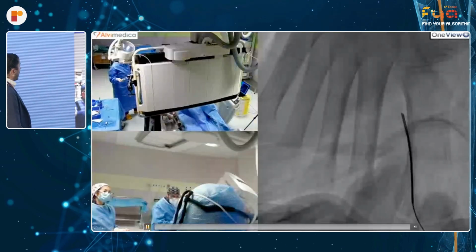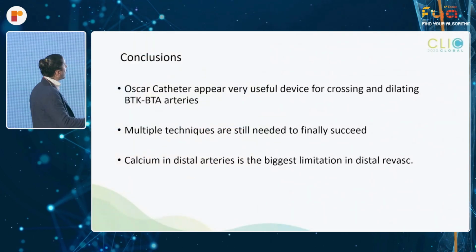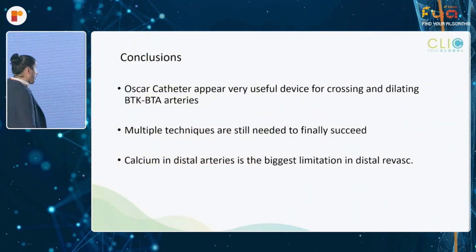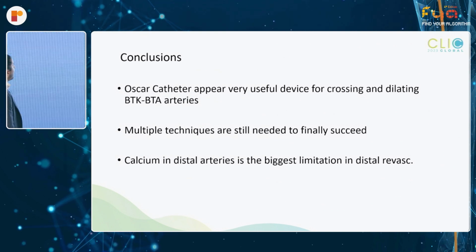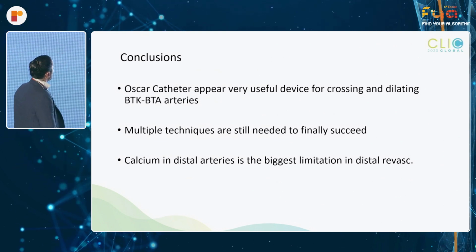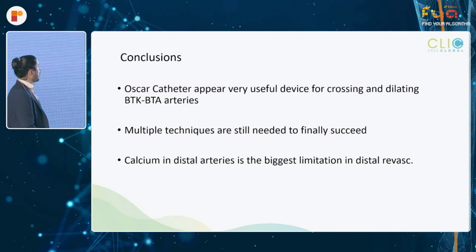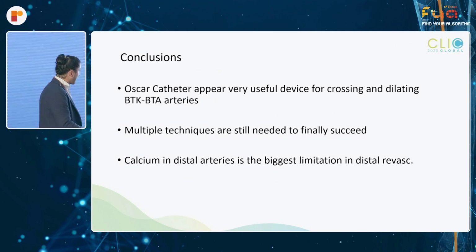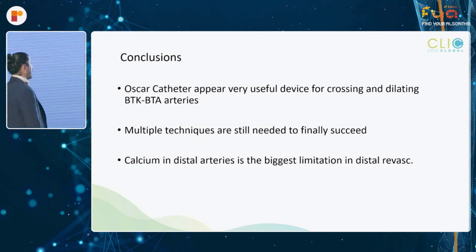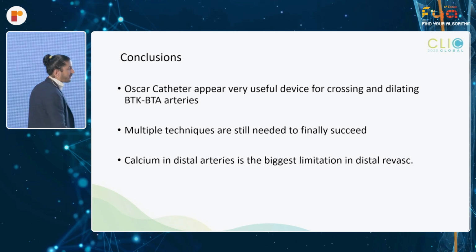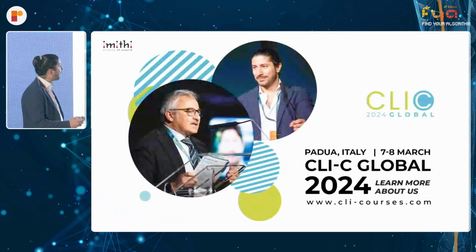But finally, we succeeded. So, in conclusion, the Oscar supercatheter or Oscar catheter appears a very useful device for crossing and dilating BTK-BTA arteries. From the technical perspective, we still need multiple techniques to finally succeed and to manage BTK-BTA arterial disease. And again, calcium in the distal arteries, in the small arteries, is still the biggest limitation in distal revascularization. Thank you, guys.